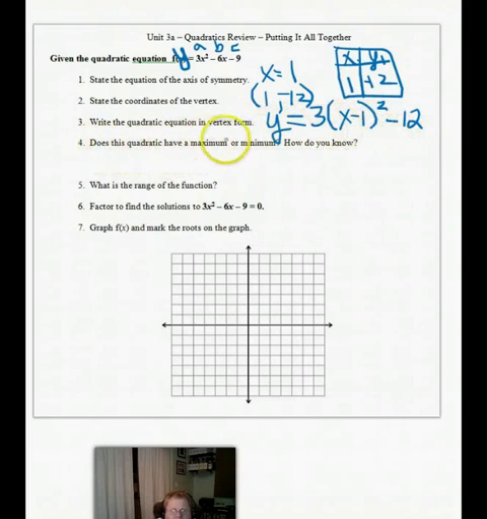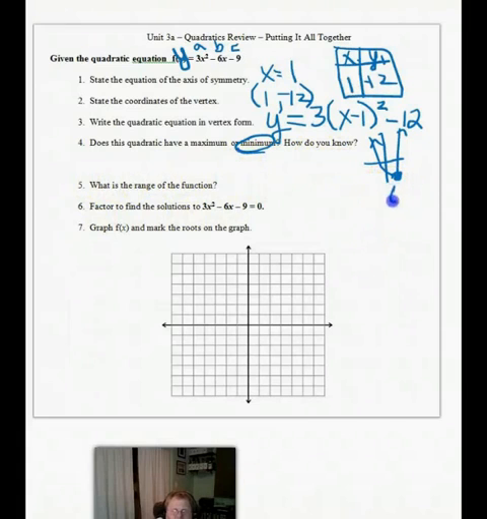Does this quadratic have a min or a max? Now, if you go look at the graph, it looks like it opens up. If you were to sketch it, it kind of looks like that. But anyway, this is your lowest point. Remember, when it opens up, the vertex is the lowest point, so that's your minimum. Okay, what's the range of the function?